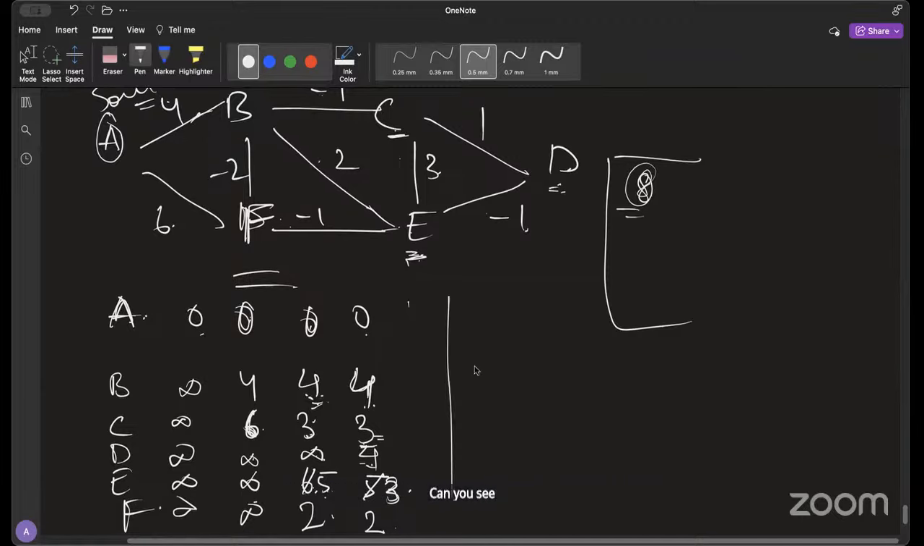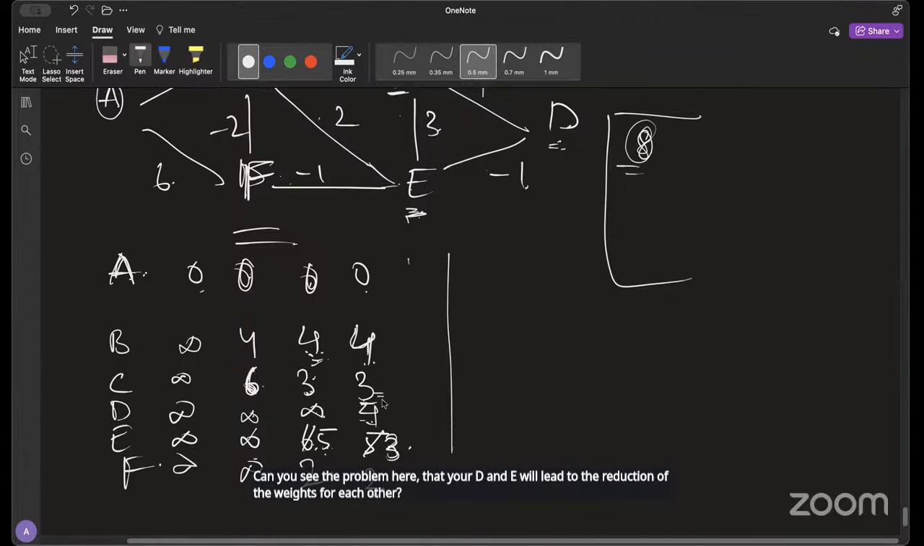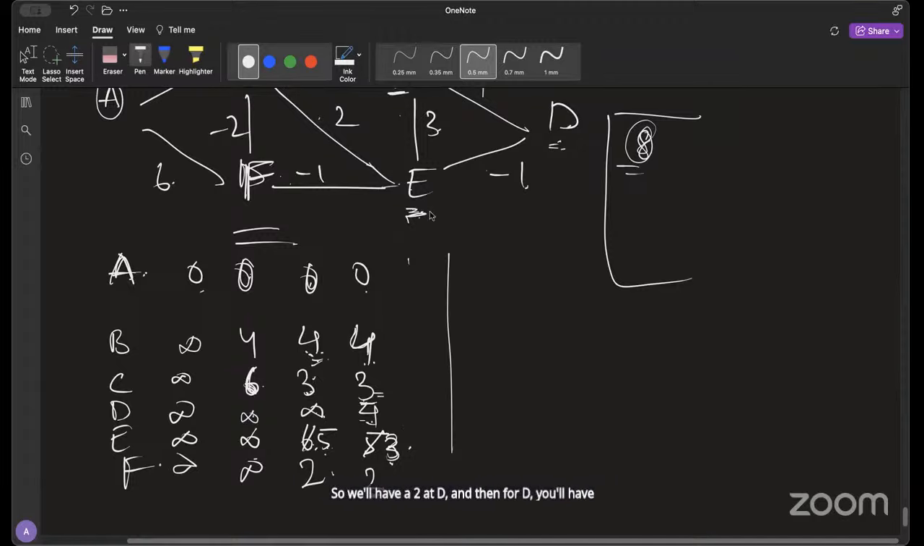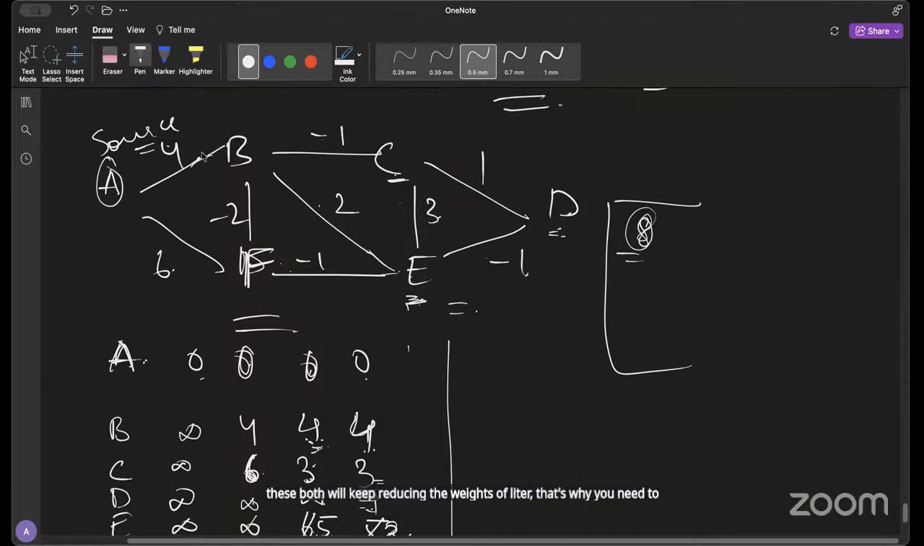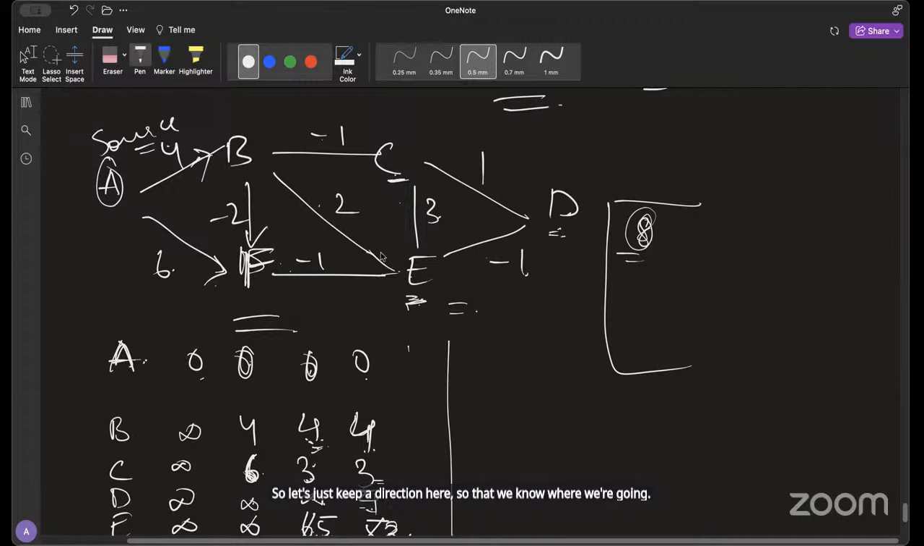Can you see the problem here, that your D and E will lead to the reduction of the weights for each other? So if you have a 3 here, then for D you'll have a 3 minus 1, 2. So you'll have a 2 at D. And then for E you'll have a 2 minus 1. So these both will keep reducing the weights of each other. That's why you need to have a direction here. So let's just keep a direction here so that we know where we're going. Let's just say this is the direction.